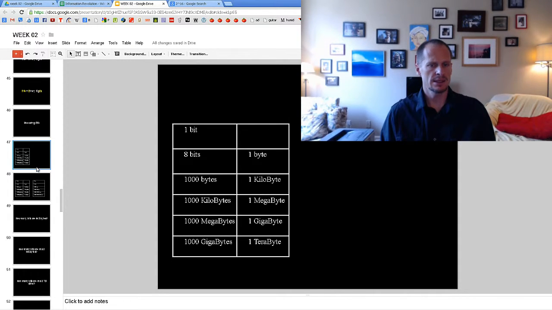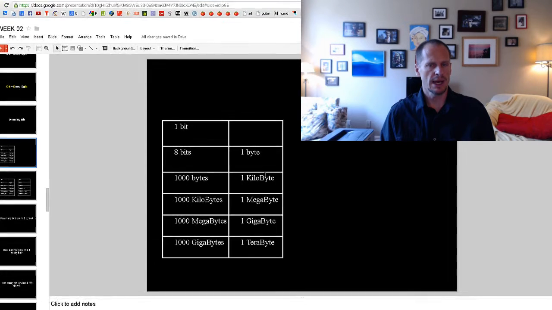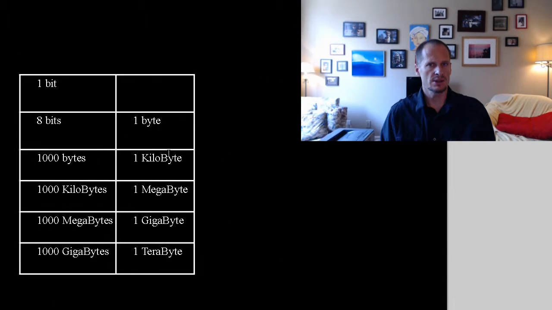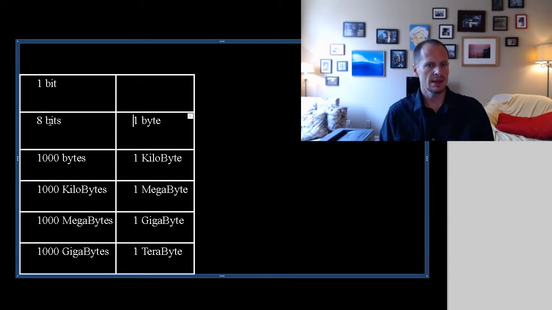So you can look back to this here, and you could try to figure out how many bits are in 2 bytes. Pause the video now and try to figure it out. How many bits are in 2 bytes? Okay, so I guess you figured it out. If we have 1 byte, that's equal to 8 bits. So if we have 2 bytes, that must be equal to 16 bits, correct?